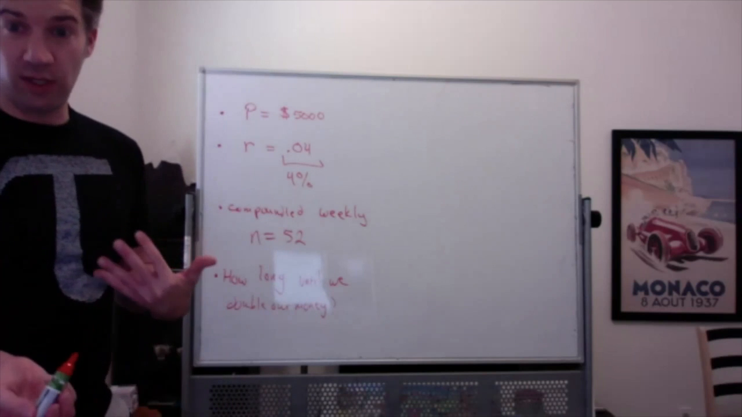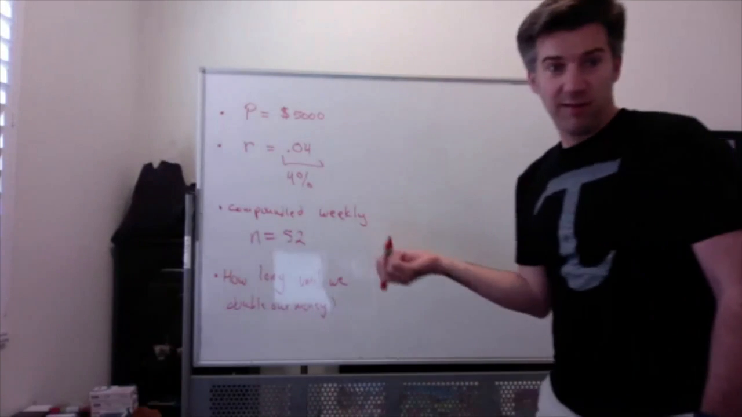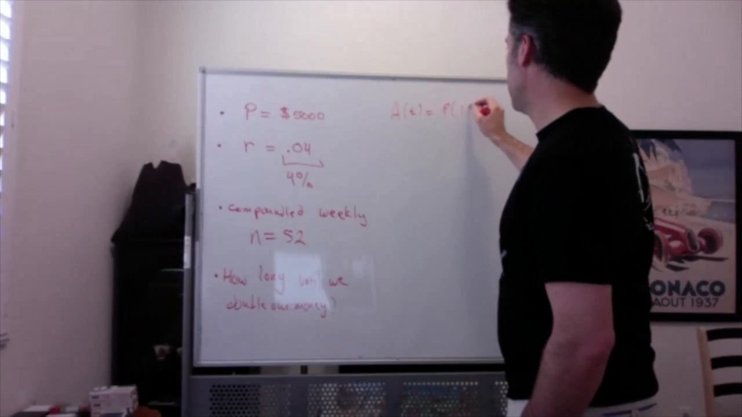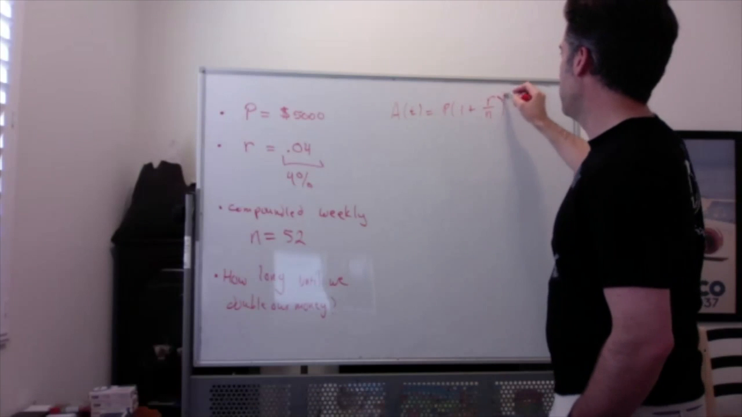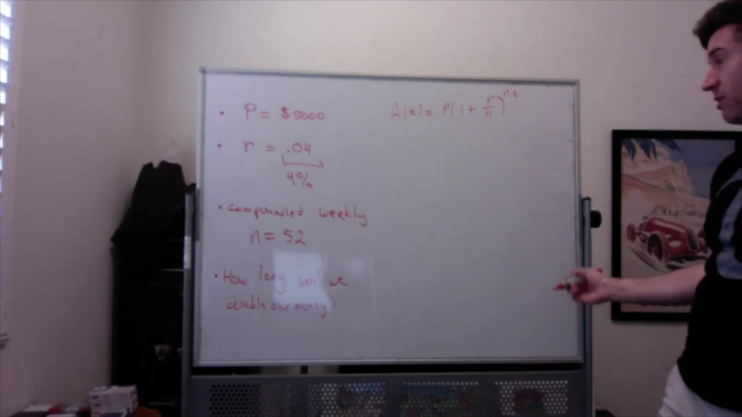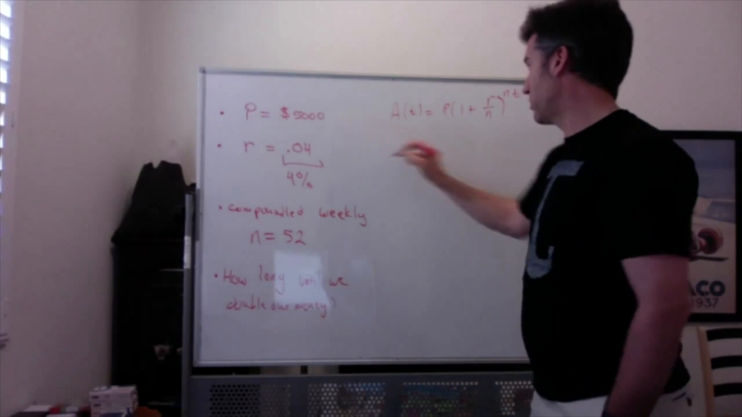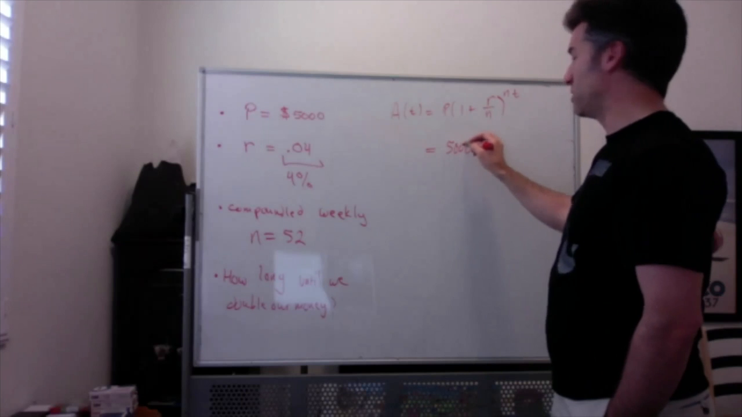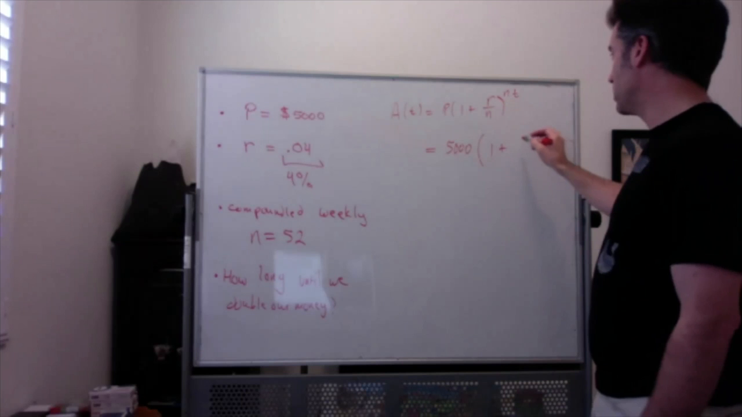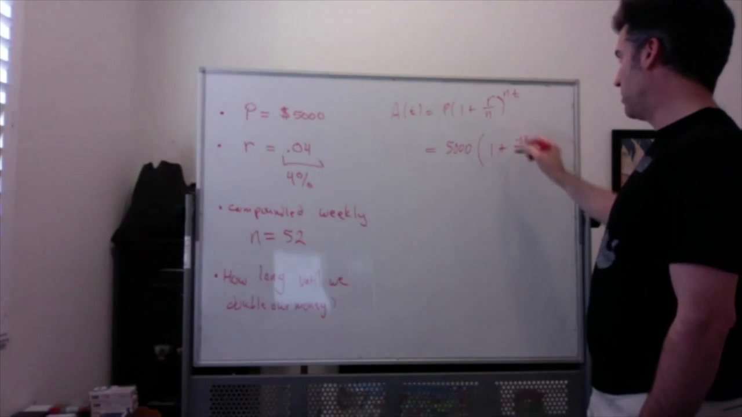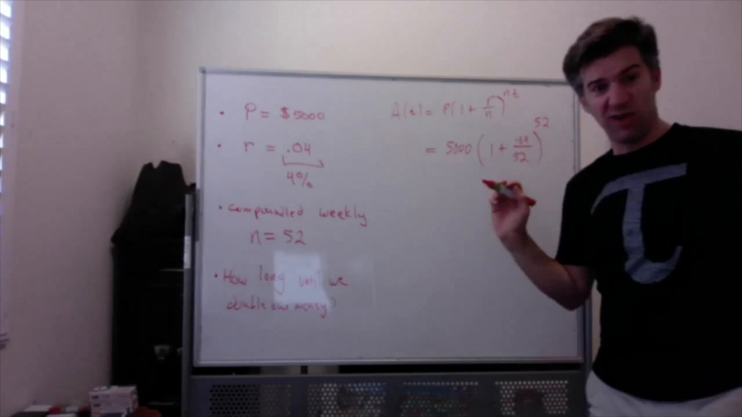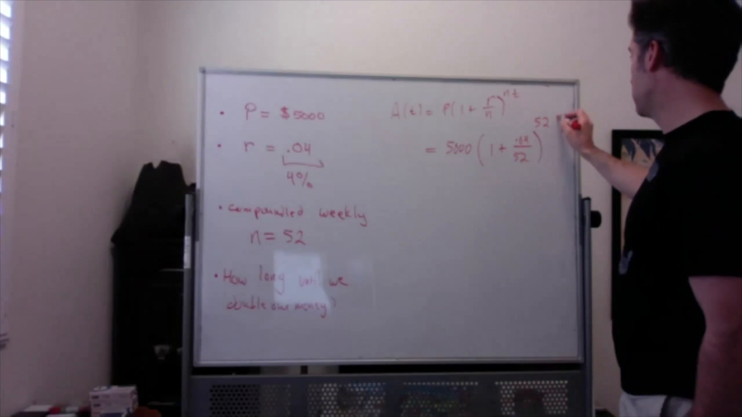All right, so let's set up the equation. And again, I like to write it down just in case I've forgotten it. It's A of T equals P times 1 plus R over N to the NT power. So I'm just going to throw everything into my equation. So my principal is $5,000. I don't need to write the dollars in every time, but you can. R is 0.04. N is 52. And we know we're going to be solving for T, so I'm just going to write T.